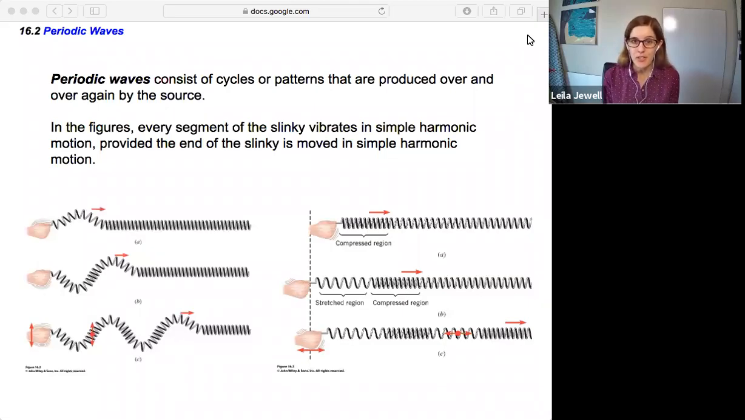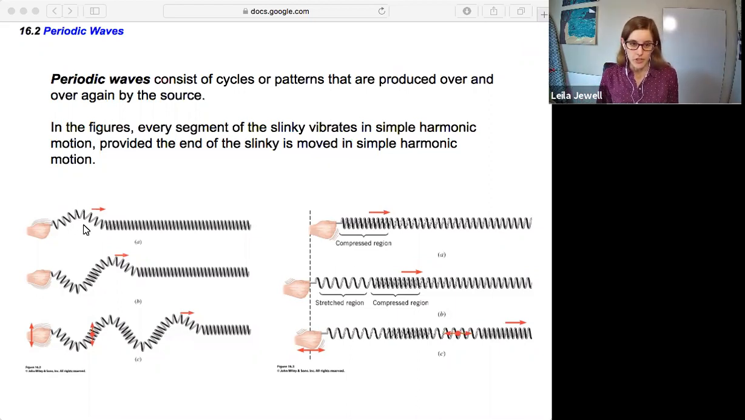Section 16.2, periodic waves. Periodic waves consist of cycles or patterns that are produced over and over again by the source. So they're similar to the waves we saw before, but before we said it was still a wave even if it was just a single disturbance, a single wiggle that traveled along. Periodic means that you need to create a consistent pattern.